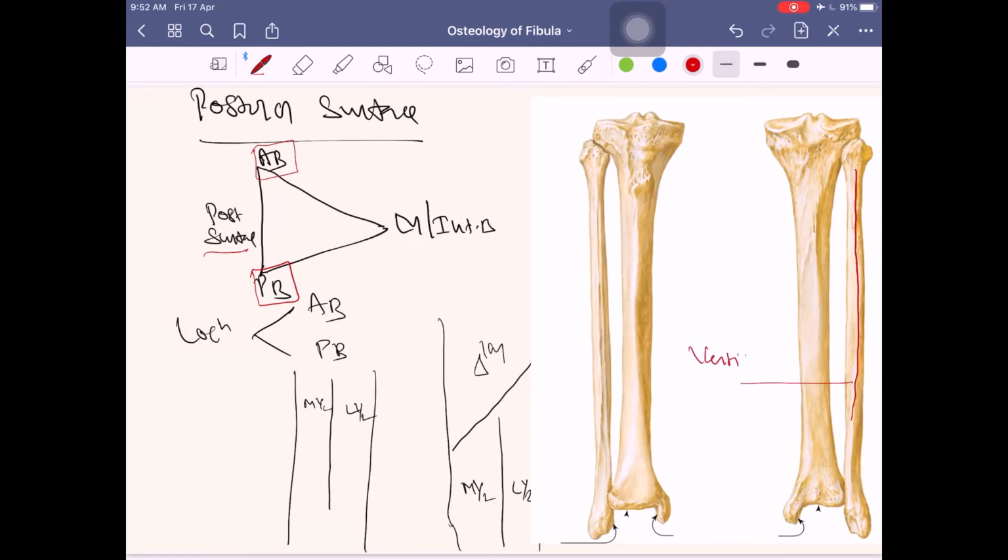What this line is doing is dividing the upper 2/3 of the posterior surface into two areas. This part is towards the tibia, so I will call this the medial area, which is concave. So the medial concave area, and this part is your lateral flat area. That is the division of your posterior surface in the upper 2/3 and the lower 1/3. Remember, in the lower 1/3 you don't find any division there. It is only in the upper 2/3.